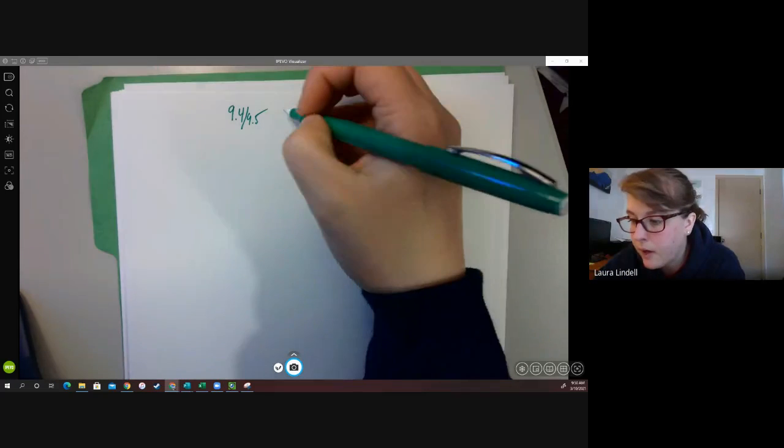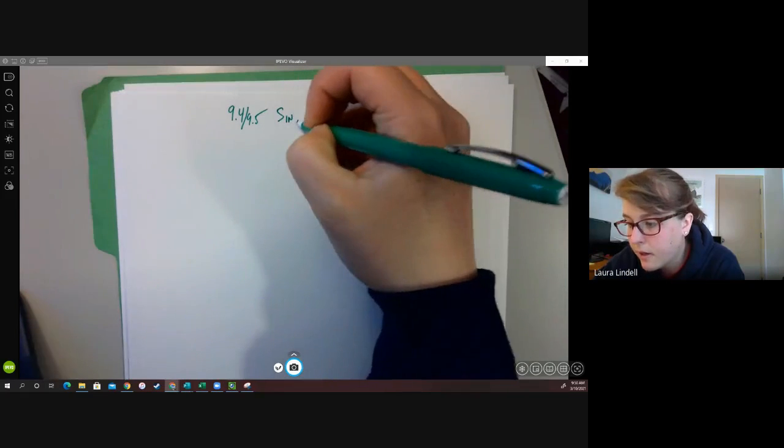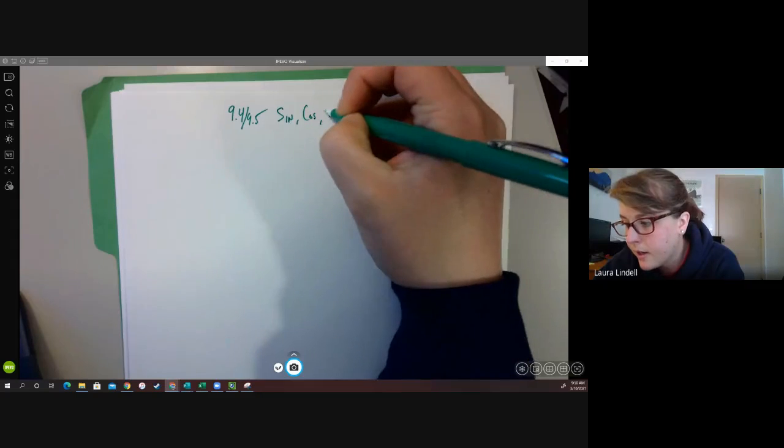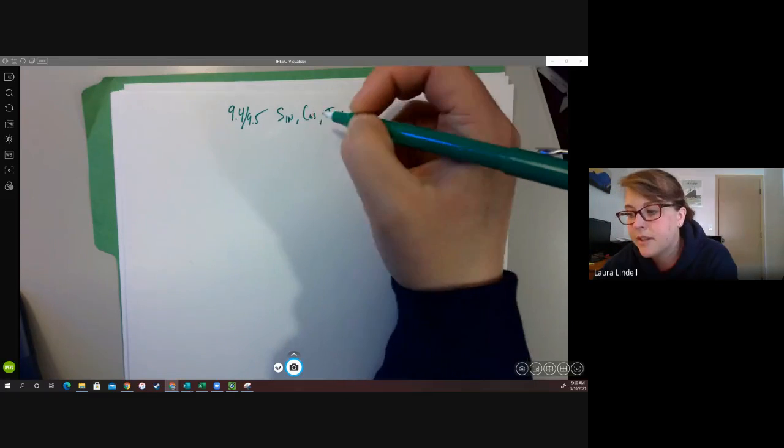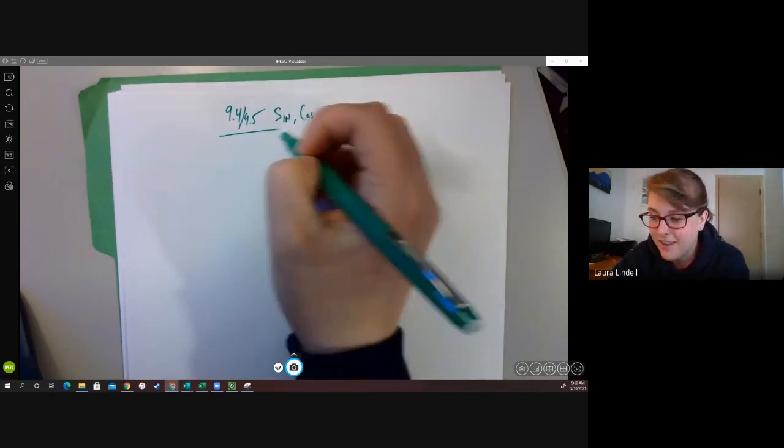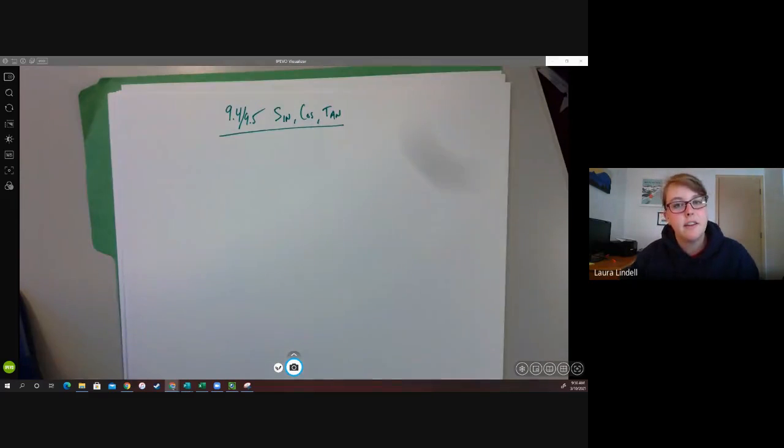So 9.4 and 9.5, we're going to be talking about sine, cosine, and tangent. And it looks like sin, cos, tan. And that's what it looks like in your calculator too. But anyway, the first thing we got to talk about is, what do these things mean?